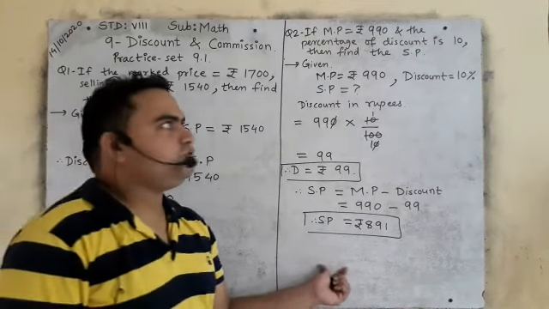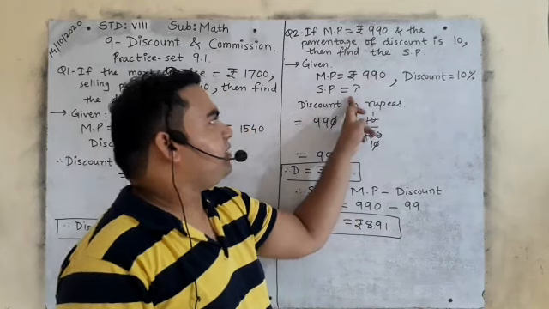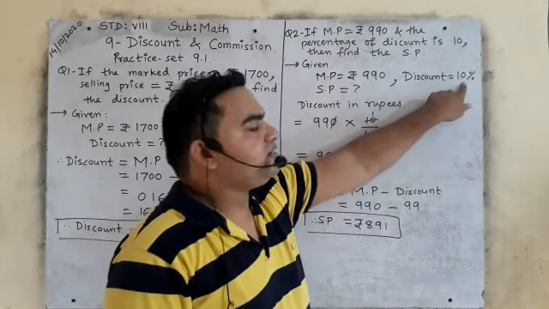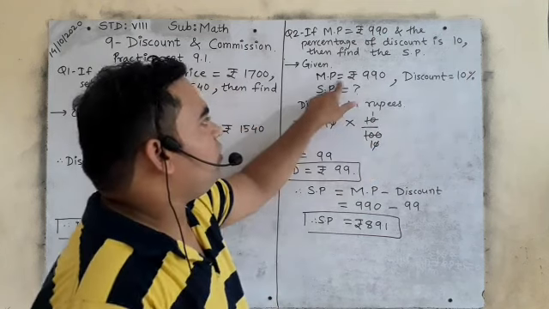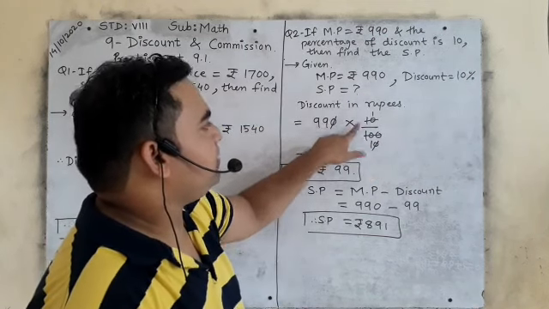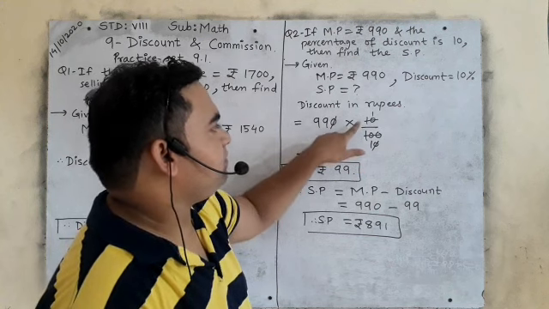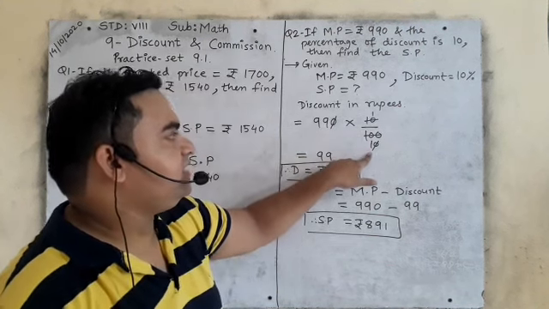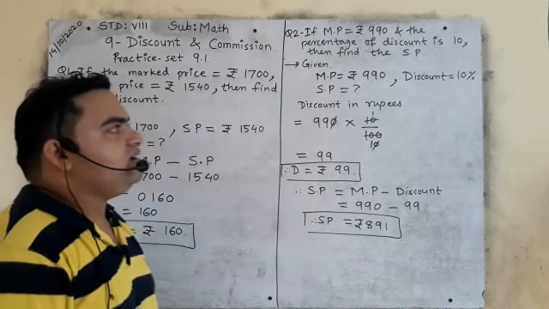I hope you understood. Mark price is 990, discount 10%. Selling price we have to find. So discount in percentage is given. First we will find out the discount in rupees. How? On mark price. See, mark price multiply by discount in percentage. Mark price 990 multiply by 10%. 10 ones are 10, 10 tens are 100. 0 will get cancelled. 99 rupees will be the discount.